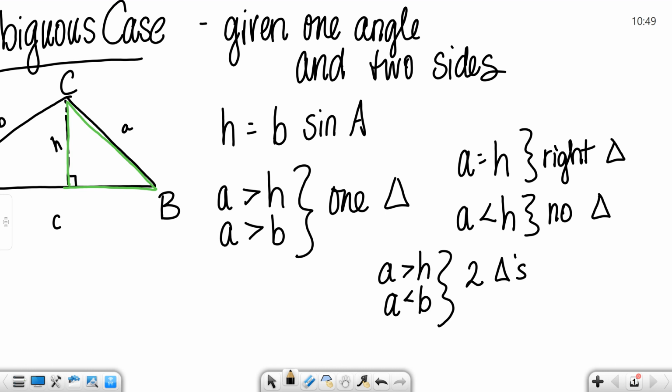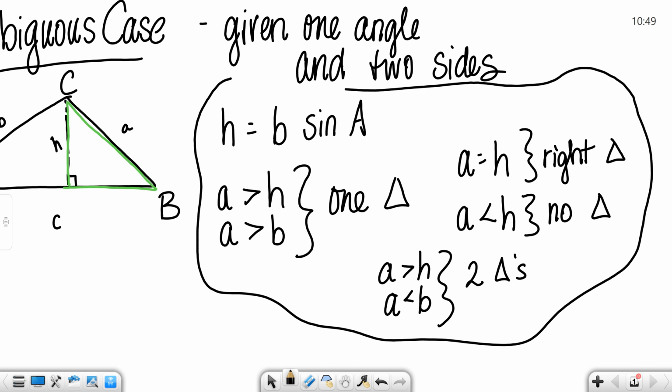So you need to jot this information down, okay, so that you can have it beside you as we work the next problem. I'm going to do one that is an ambiguous case. Okay, so make sure you have this written down because we're going to need to refer back to it.